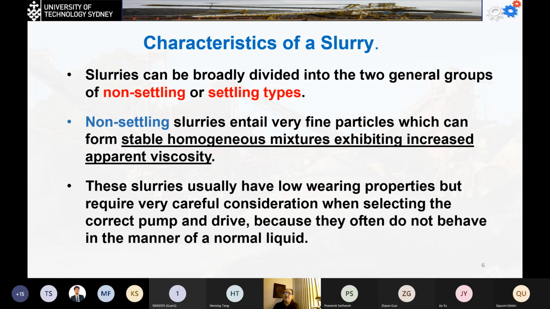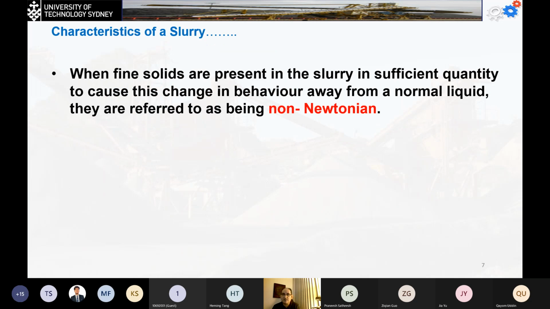Non-settling slurries entail very fine particles, which can form a stable homogeneous mixture, exhibiting an increased apparent viscosity. These slurries usually have low wearing properties, but require very careful concentration when selecting the correct pump, because they often do not behave in the manner of normal liquids. It's going to work something like what we call non-Newtonian liquids. When the fine solids are present in the slurry in sufficient quantity to cause this change in behavior away from a normal liquid, they are referred to as non-Newtonian liquids.